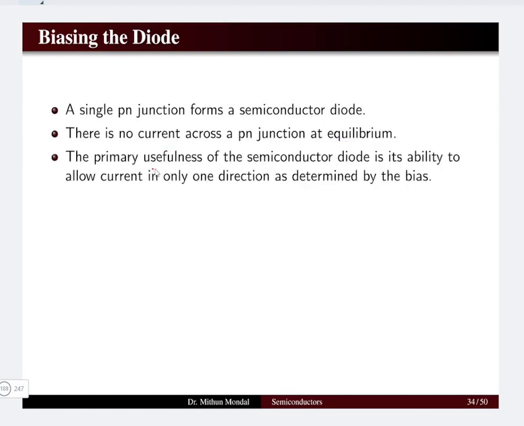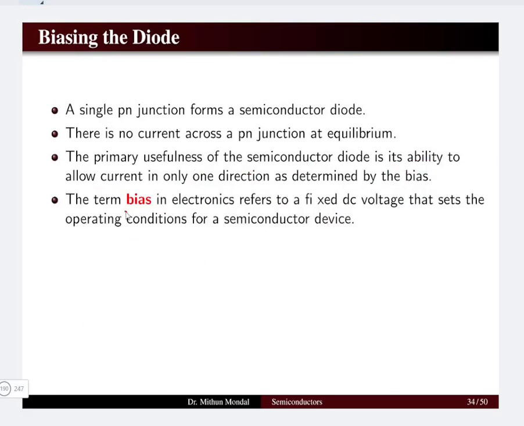The primary usefulness of the semiconductor diode is its ability to allow current in only one direction as determined by the bias. So bias will be determining the current to flow in one direction in the semiconductor diode. Without biasing, the current will not flow. So the term bias, when we use it in electronics, refers to the fixed DC voltage that sets the operating condition for a semiconductor device.